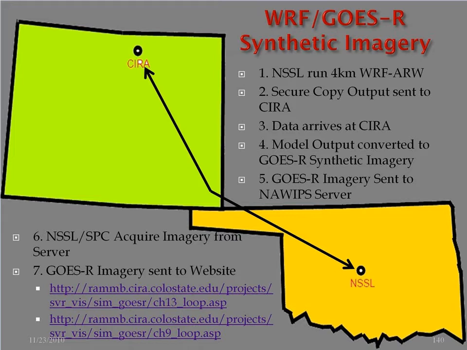Every day at 0Z, NSSL runs the 4-kilometer WRF. As soon as the 12-hour forecast is completed, several variables are extracted and sent off to CIRA. These variables include temperature, water vapor, and other physical and microphysical parameters which are needed for the next step. When all the variables have been received at CIRA, an observational operator is then run to generate synthetic imagery for GOES-R ABI bands, and there are 4 of them that we use right now, and this is if we're generating the synthetic GOES-R imagery.